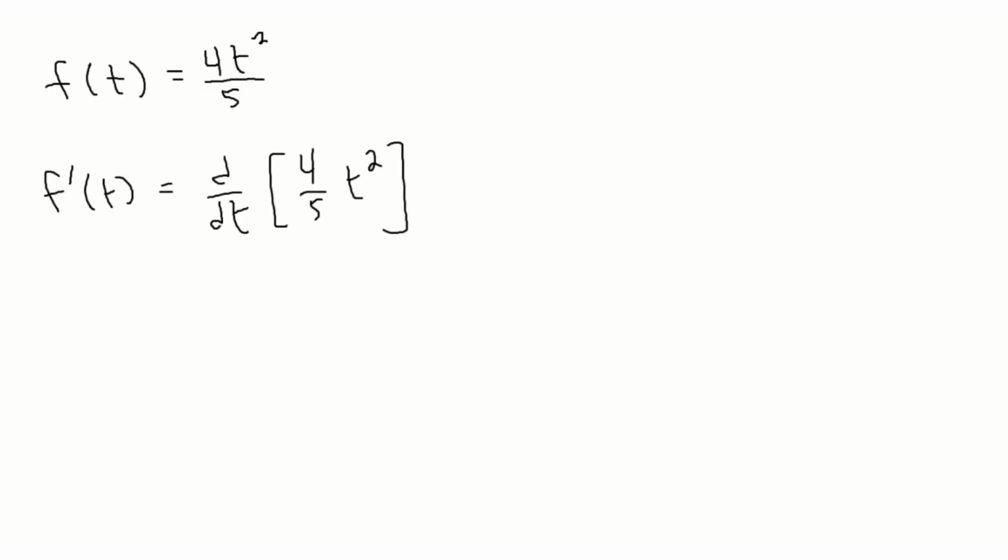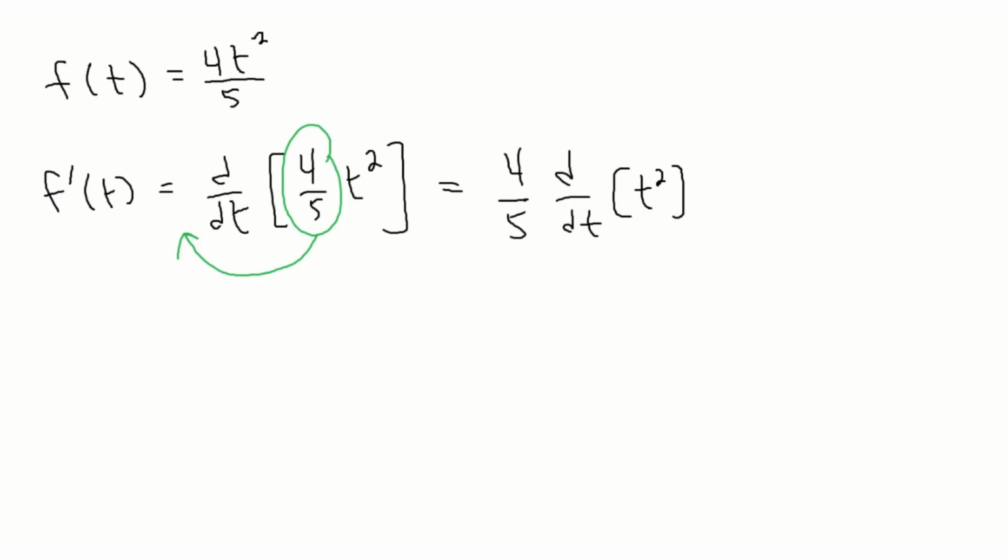Find the derivative of f of t equals 4t squared divided by 5. This is a constant multiple of t squared. Let's factor out 4 over 5. F prime of t equals 4 over 5 times the derivative of t squared. Following the power rule, that gives us 4/5 times 2t, or 8t over 5.